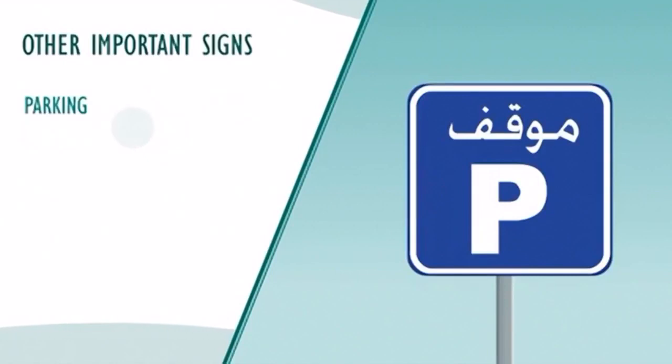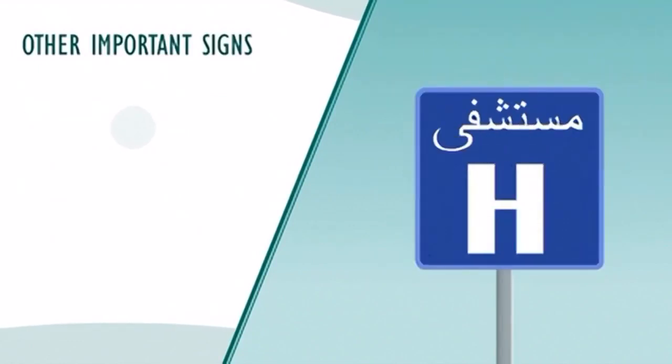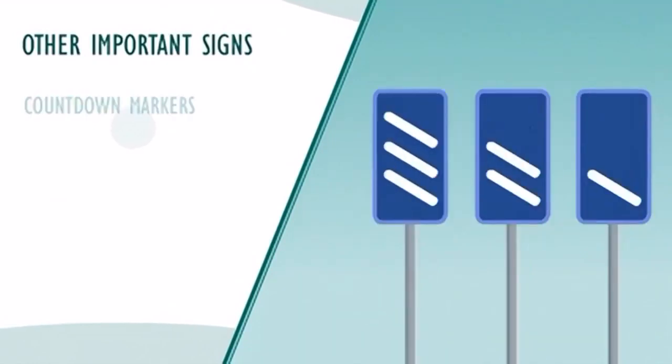The sign with the letter P represents parking and indicates the availability of parking lots. The sign with the letter H represents hospital. Countdown markers are used with other signs to indicate their approaching distance.